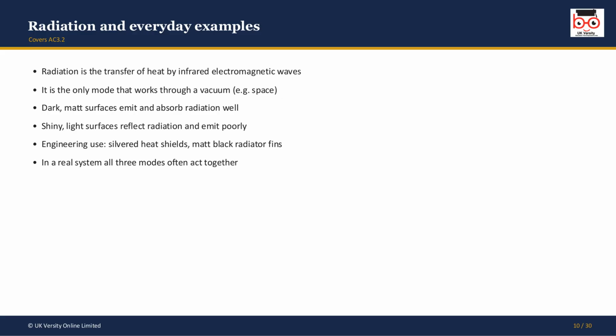Dark, matte surfaces are good at both emitting and absorbing radiation, while shiny, light surfaces reflect it and emit poorly. Engineers use that knowledge deliberately: silvered heat shields to reflect it away, matte black fins to radiate it off. And in any real system, remember, all three modes are usually at work together.